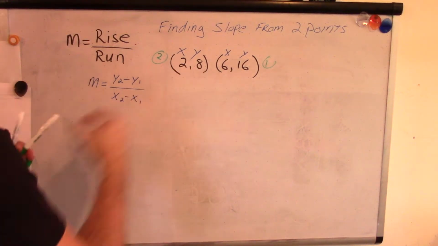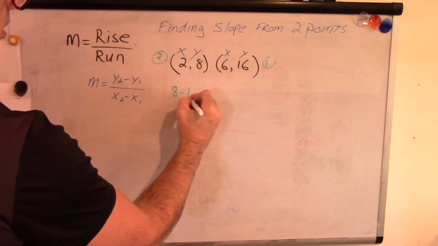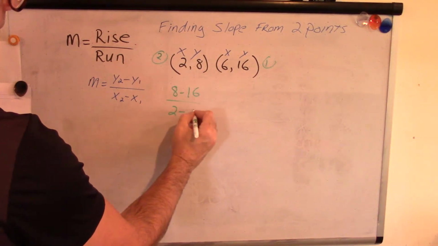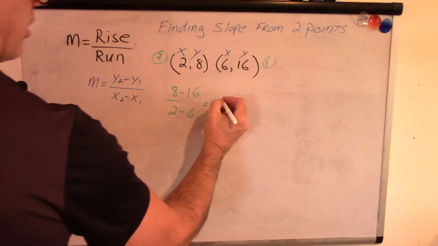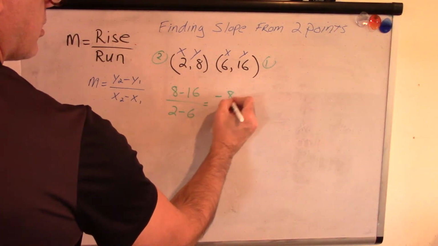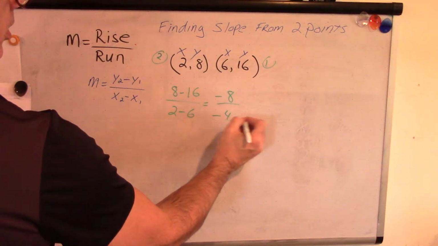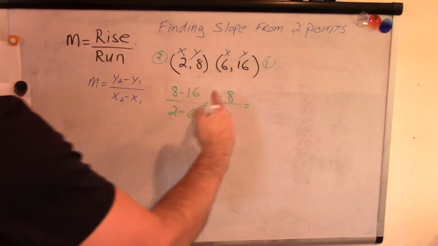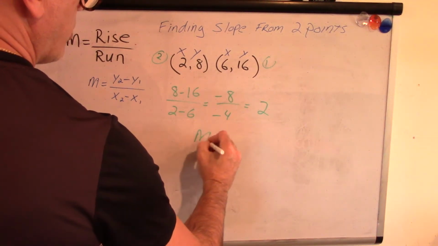So if this is 2, that means y2 is going to be 8 minus 16, x2 is 2 minus 6. Well, 8 minus 16 is going to end up being negative 8, and 2 minus 6 is going to be negative 4. If I simplify this, a negative divided by another negative is going to be positive. So negative 8 divided by negative 4 is positive 2. So the slope equals 2.